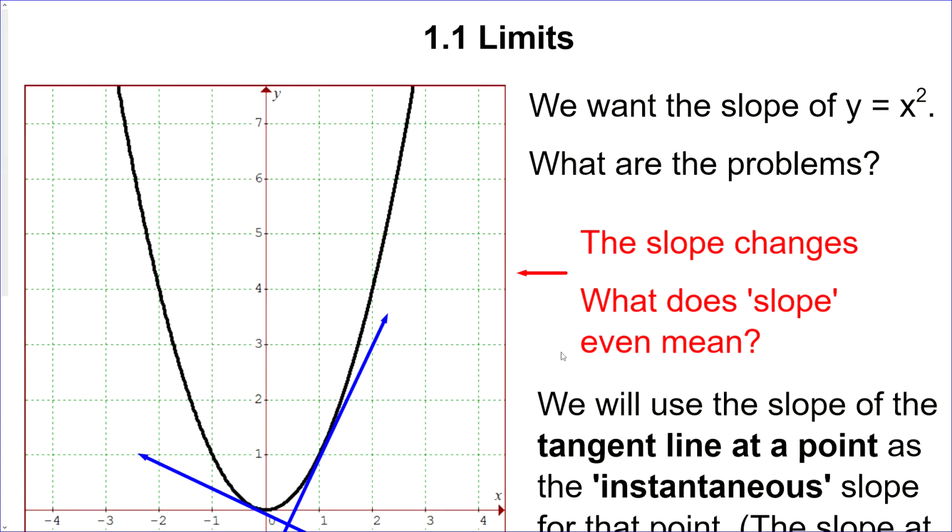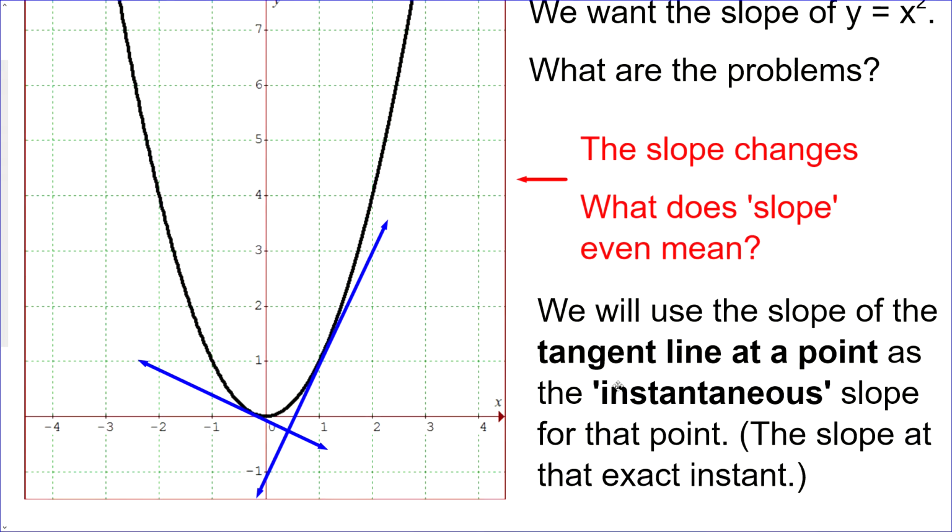The first type of slope we'll be looking at is the instantaneous slope. That is the slope at one specific point on the graph. That would be an exact instant on the graph. And we're going to define that as the slope of the tangent for that point.